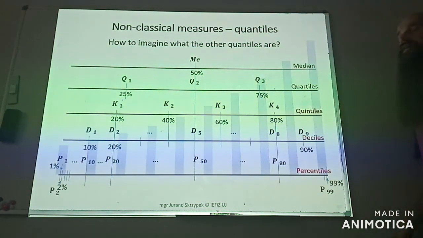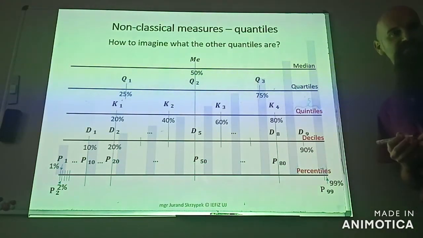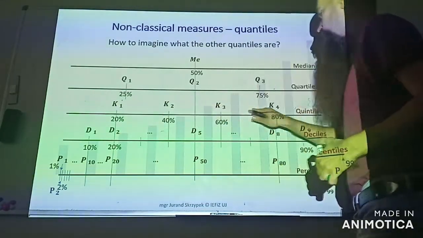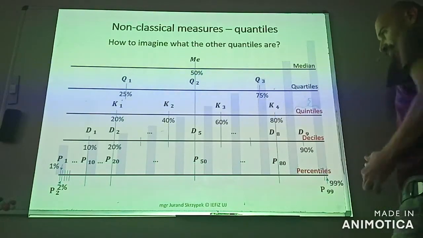And now we are able to expand our analysis with other measures: quintiles, deciles, and percentiles. Quintiles can be associated with quint. It means 5 pieces, yeah? So we divide something by 5. We have 4 quintiles and 5 quintile groups.